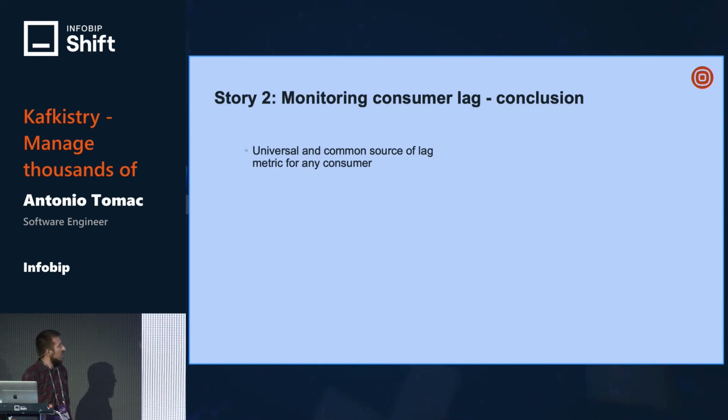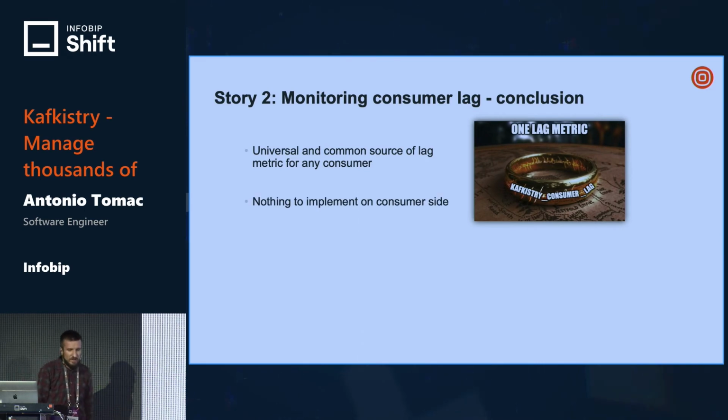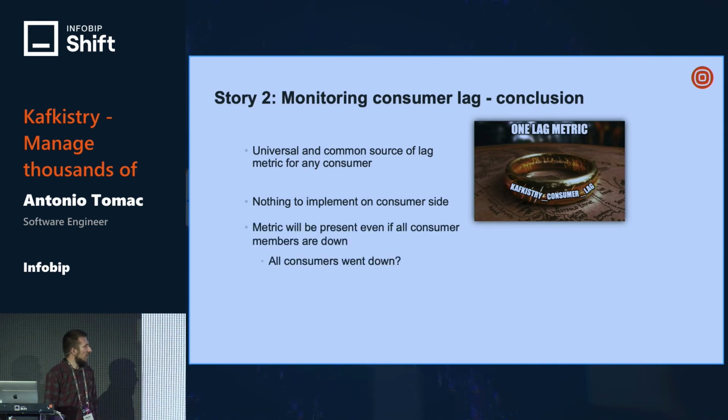The biggest benefit here is that we have a universal and common source of flag for all consumers within our system, so that it's all the same for everybody. Nothing needs to be implemented on the consumer side, and this metric will be present even if all consumers go down, which wouldn't be the case if we were to collect such metrics from consumer instances directly.